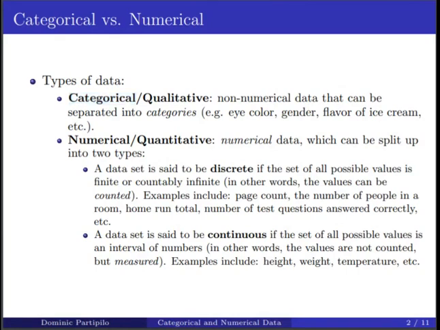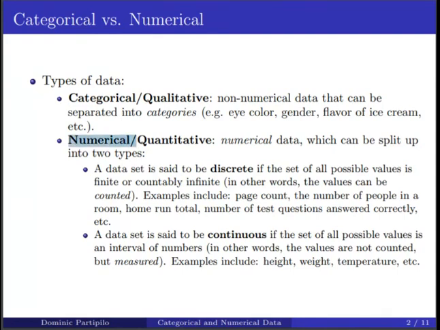Now categorical data is also known as qualitative data, but I'm going to refer to it as categorical data for the remainder of this presentation. Categorical data is non-numerical data that could be separated into categories. Examples of this would be eye color or gender or flavor of ice cream, things that could be separated into categories, things that aren't necessarily numeric.